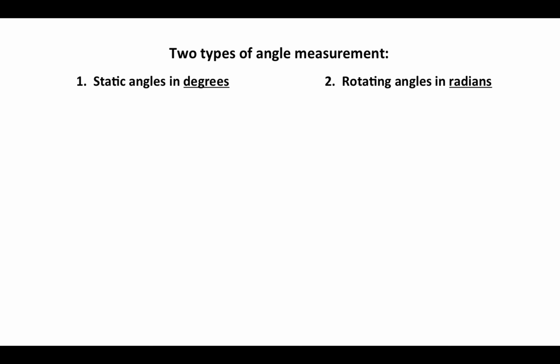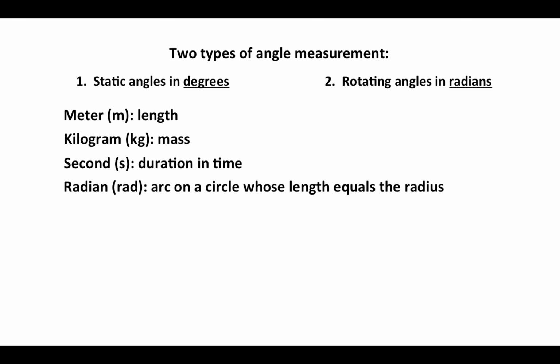There's nothing unscientific about using degrees to measure angles, and of course a radian is one of our fundamental measuring units. But when we're talking about rotating angles, radians are much better because they greatly simplify the calculations.